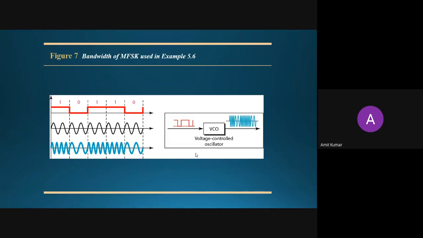Now here there is a block that is known as VCO. That stands for voltage controlled oscillator. This is the most important block which we are using in the FSK technique. So what does it mean? VCO means what it will perform and what it will do. VCO is named voltage controlled oscillator, and as the name suggests, the voltage will control its output frequency or oscillation.